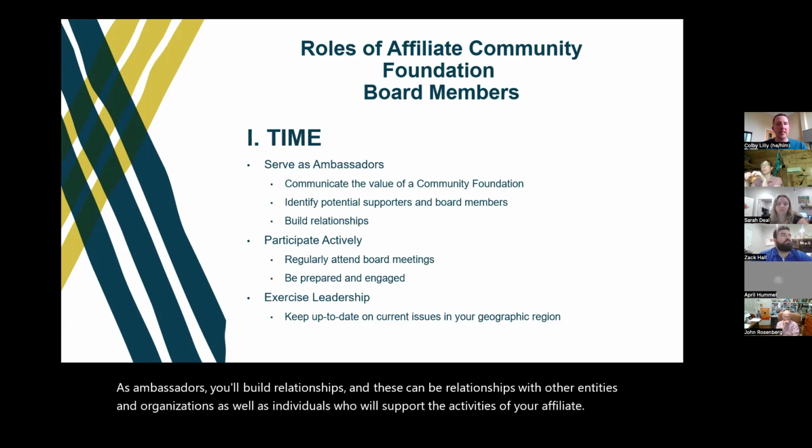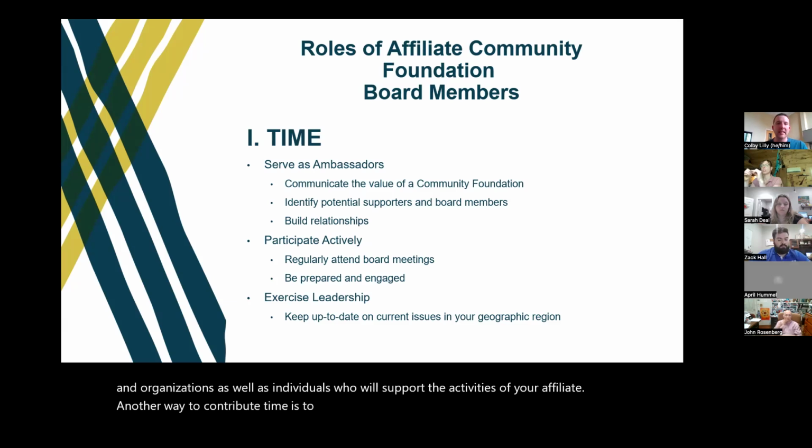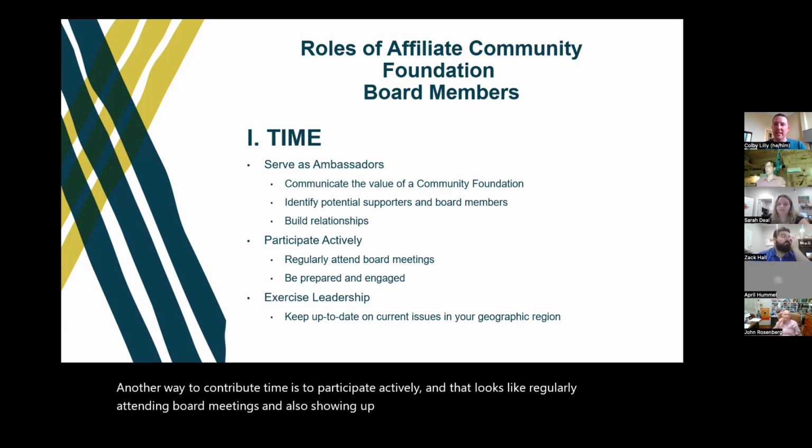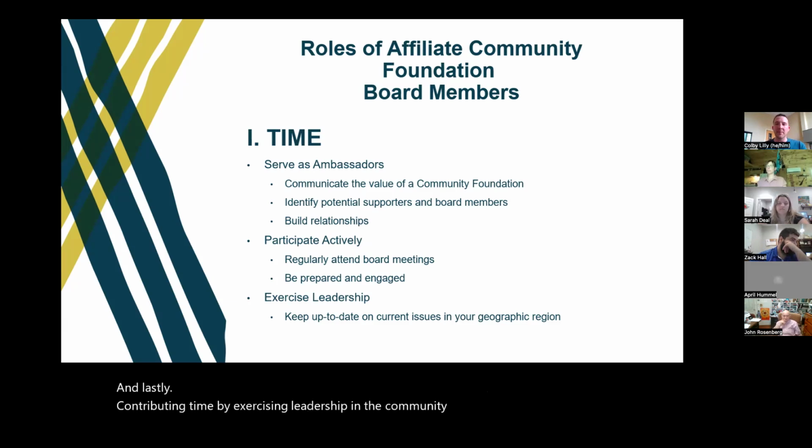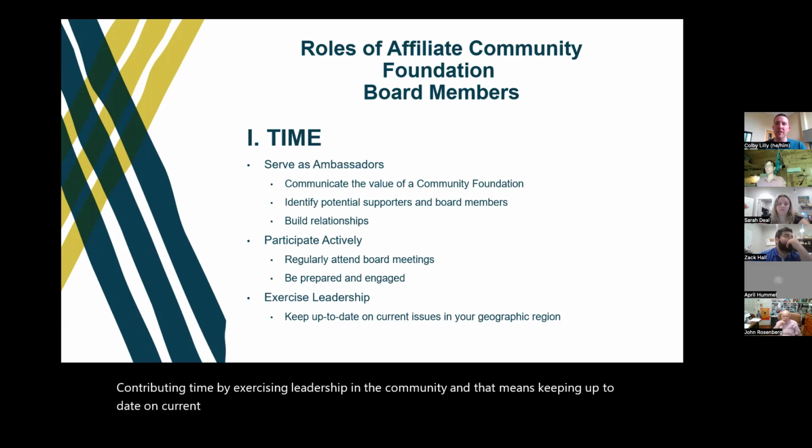Another way to contribute time is to participate actively, and that looks like regularly attending board meetings and also showing up, being prepared and engaged. And lastly, contributing time by exercising leadership in the community. And that means keeping up to date on current issues in your geographic region. That way your affiliate can be proactive or at least easily reactive to circumstances in your community.